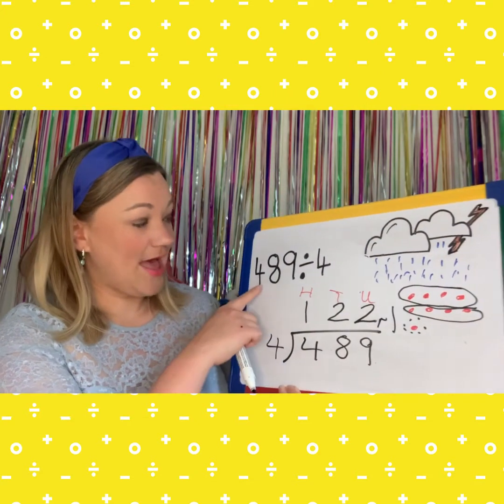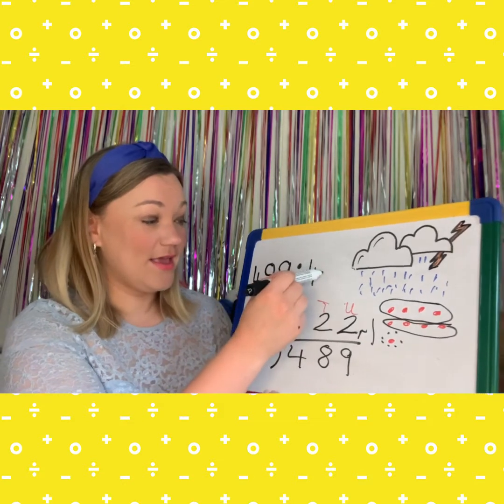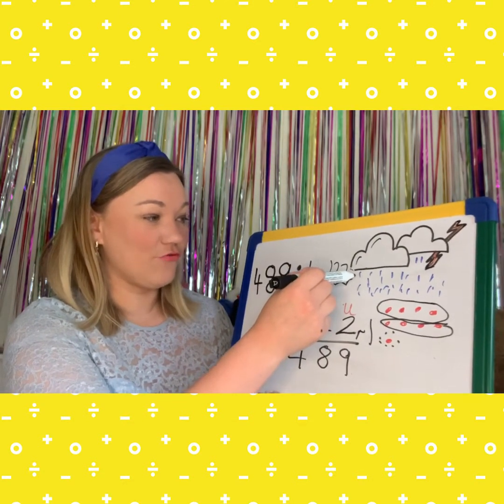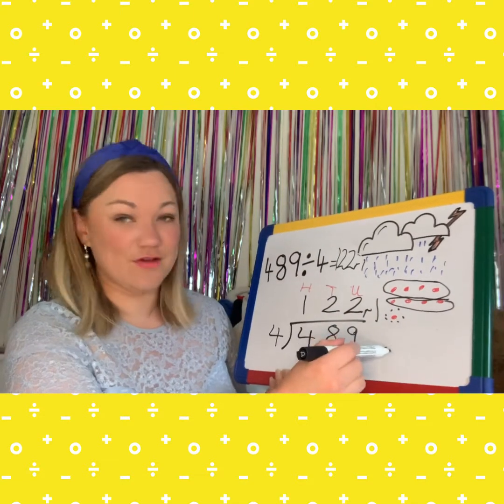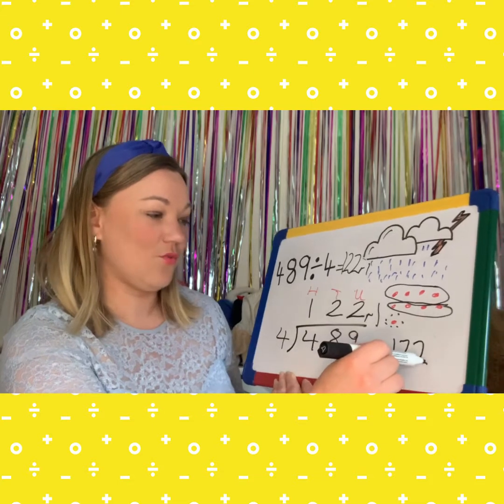So 489 divided by 4 equals 122. Oh, can I squeeze it on? Remainder 1. I'll just write it down here as well, children. I am aware that is a little bit squashed on my little whiteboard, isn't it?